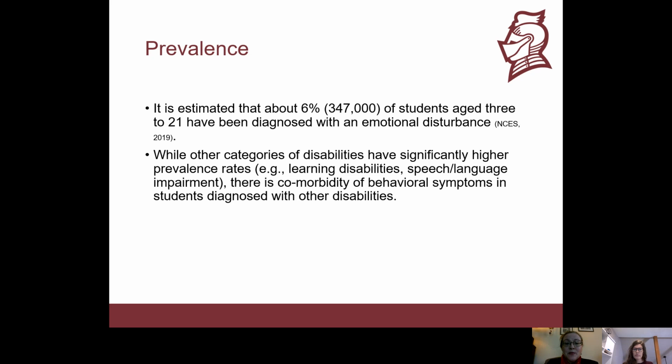It is estimated that about 6% of students within the age range 3 to 21 have been diagnosed with emotional disturbance, while other categories of disabilities have significantly higher prevalence rates. For example, learning disabilities. It is important to note that there's a comorbidity of behavioral symptoms in students diagnosed with other disabilities. For example, students with learning disabilities often experience frustration, which can result in inattentiveness and acting out. And students with speech and language impairments also experience frustration when attempting to communicate in daily circumstances, which can be challenging. Furthermore, if peers tease those with speech impairments, bullying and fighting back can occur, which are clear disruptions.